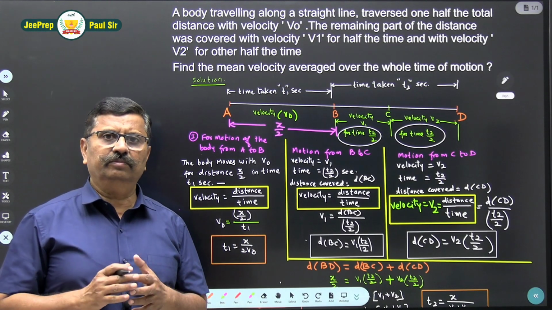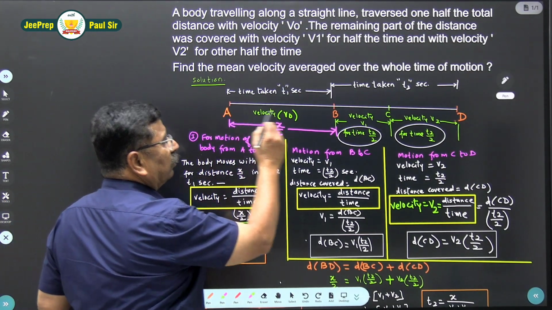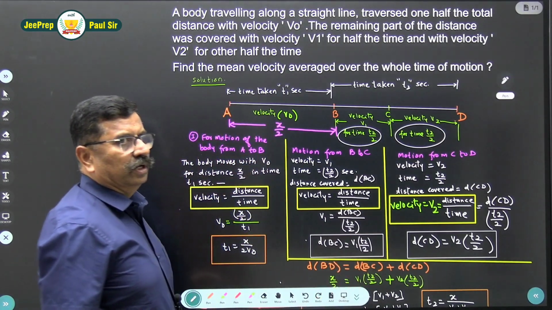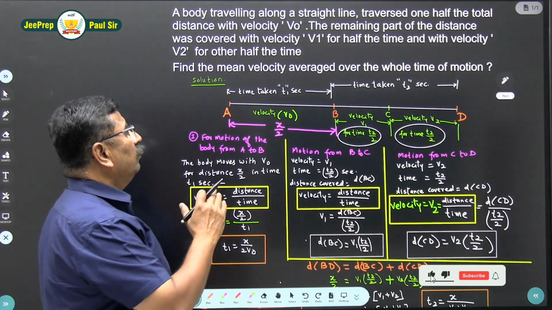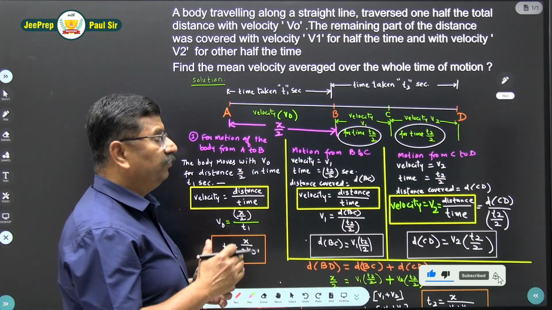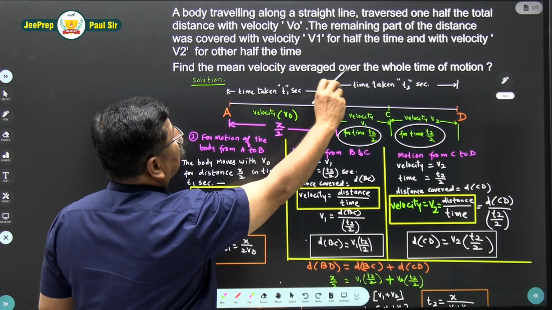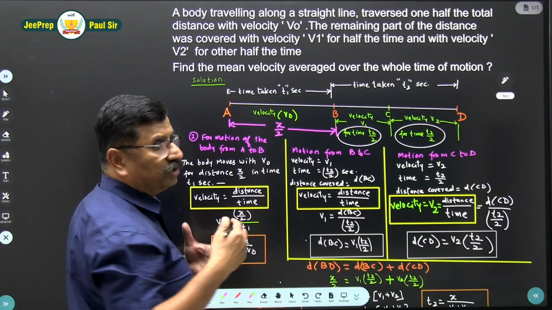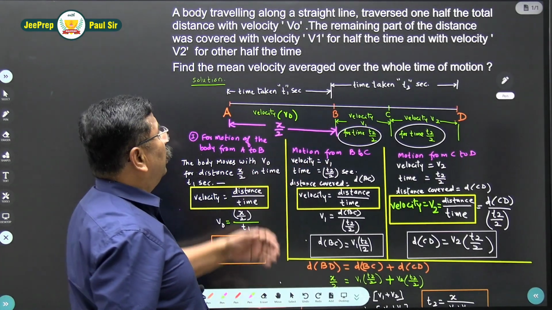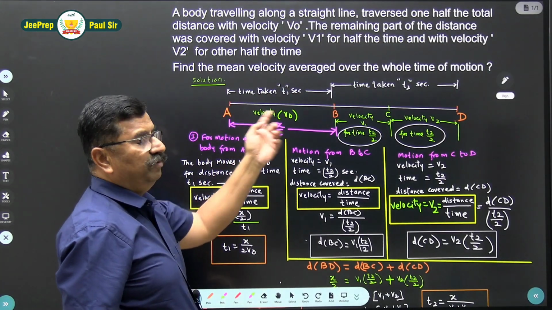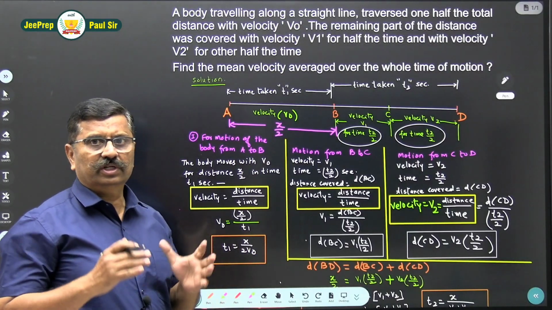Now let us understand the methodology of this problem. There is a body which is at point A and goes to point D. It takes total t seconds to reach that point D. A body traveling along a straight line traverses one half the total distance with velocity v0. Now AB is half of the distance AD, and the body travels this distance AB, which is x by 2, in time t1 seconds with velocity v0.